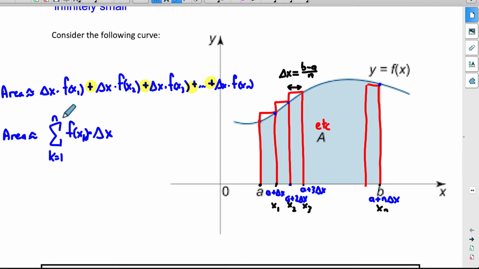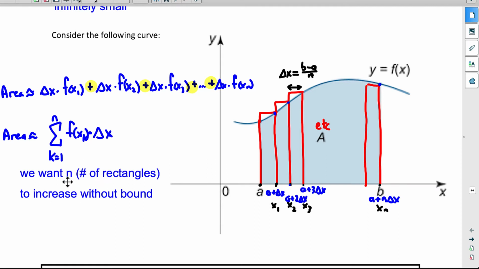Now, what kind of number do we want n to be? Do we want it to be small or big? Remember, n's the number of rectangles. We want n to be huge. We want n, the number of rectangles, to increase without bound. In other words, we want n to approach infinity. If you want, you can even put positive infinity, because we certainly don't want it to be negative infinity. We want it to be a massive number.